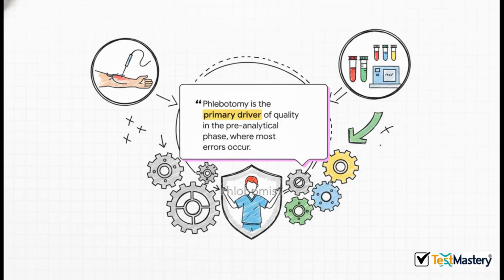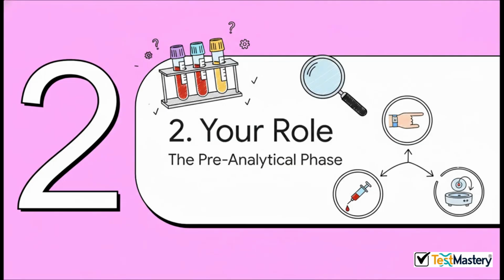Now, this next point is huge, and it's all about you. This quote really puts the phlebotomist, that's you, right at the center of everything. Think about it. Most preventable errors happen in what's called the pre-analytical phase. That's your phase. It happens before the sample even sees a lab machine. That makes you the first and honestly the most important line of defense for patient safety.